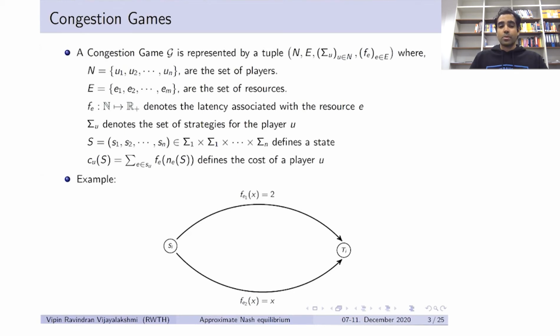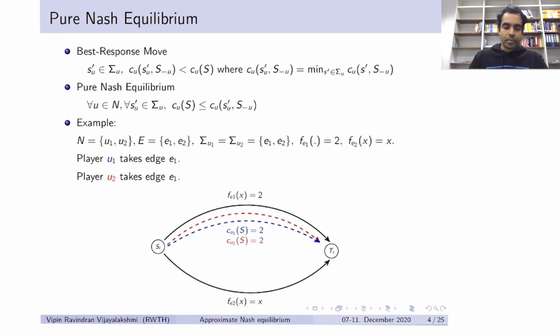This brings us to the notion of a Nash equilibrium. A best response move for a player from any given state is to pick the strategy that minimizes this player's cost amongst all the other strategies, while all the other players are frozen to their strategy in the state. Now, we say a game is in a pure Nash equilibrium if none of the players has such a best response move. Now, let's look at the previous example and see what a Nash equilibrium is.